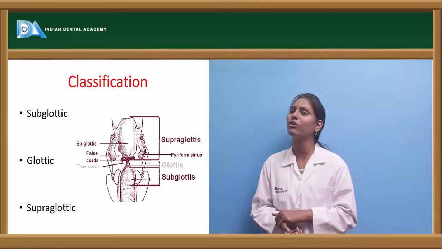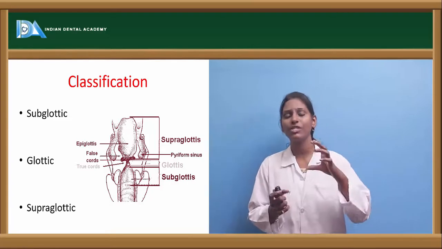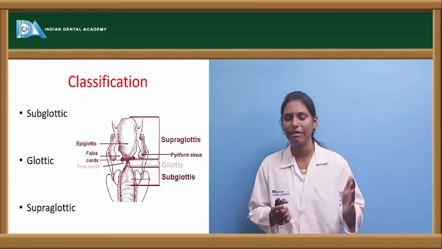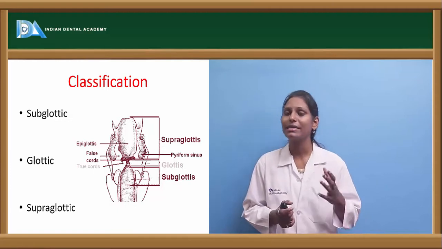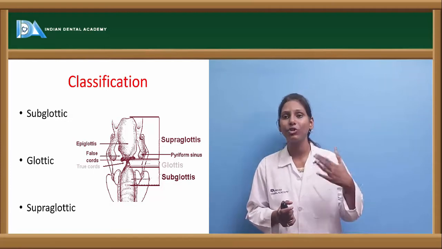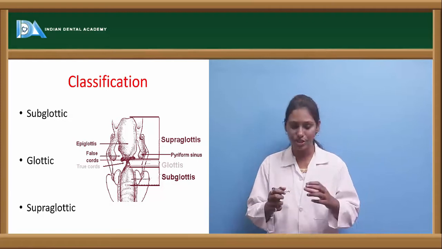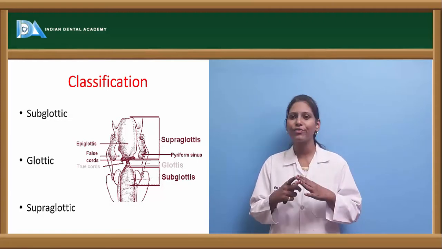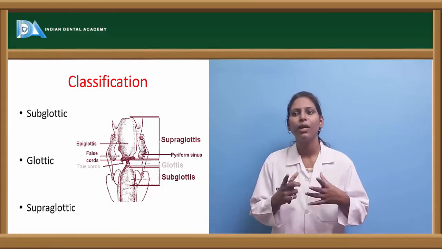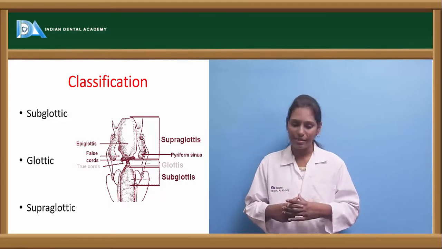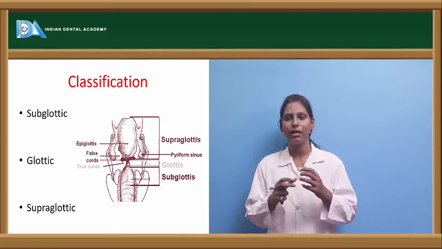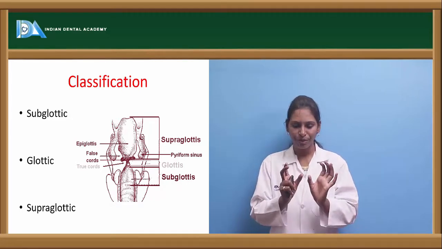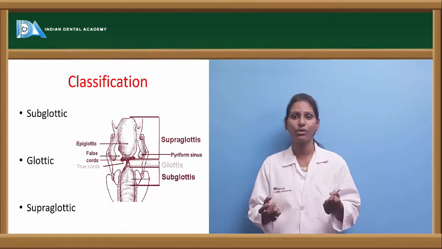Now this carcinoma of larynx, based upon the position it is involving, is classified into subglottic, glottic and supraglottic. Subglottic, as the name itself indicates, is present below the glottis. However, it is very rare. Subglottic carcinoma of larynx is rare. It has a circumferential spread, and patients will have stridor and hoarseness of voice.